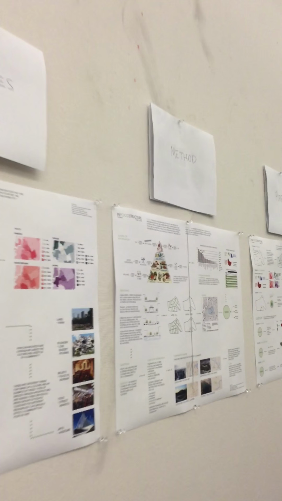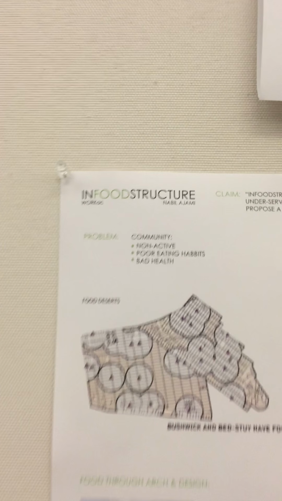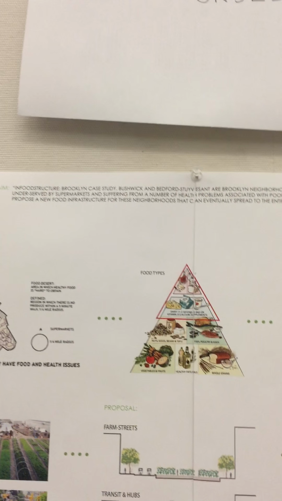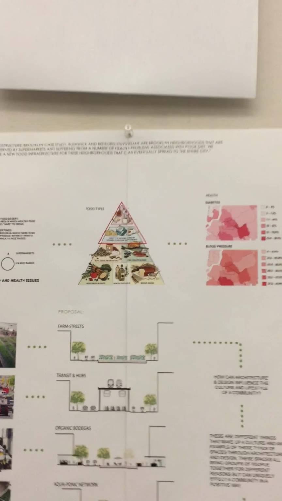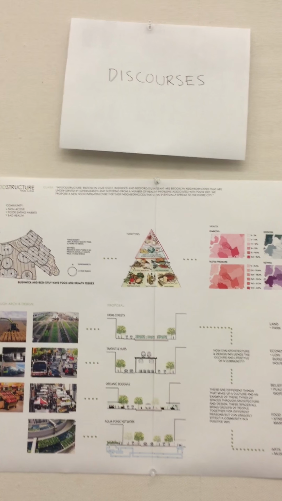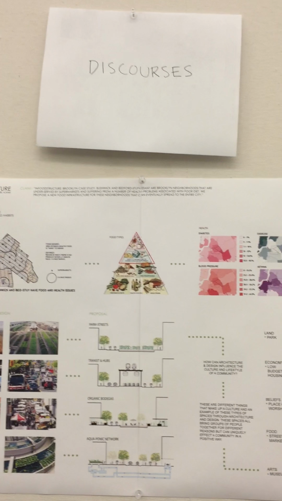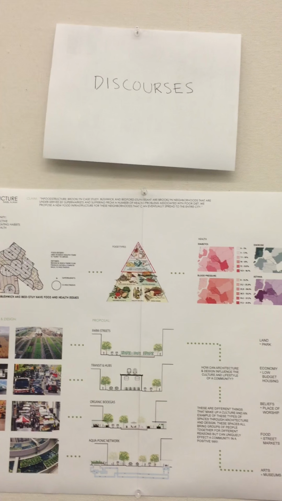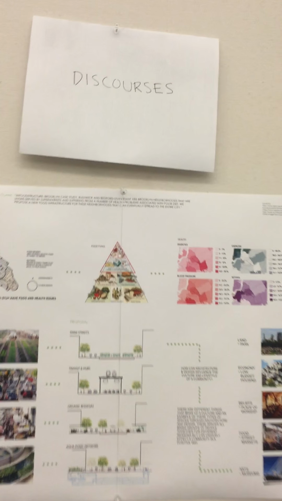So for my research assignment, I looked at the project in Food Structure by Work AC. This is a project in Brooklyn, specifically in the neighborhoods of Bushwick and Bedford. They claim that these neighborhoods are underserved by supermarkets and suffering from a number of health problems associated with poor diet. And they propose a new food infrastructure for these neighborhoods that can eventually spread to the entire city.